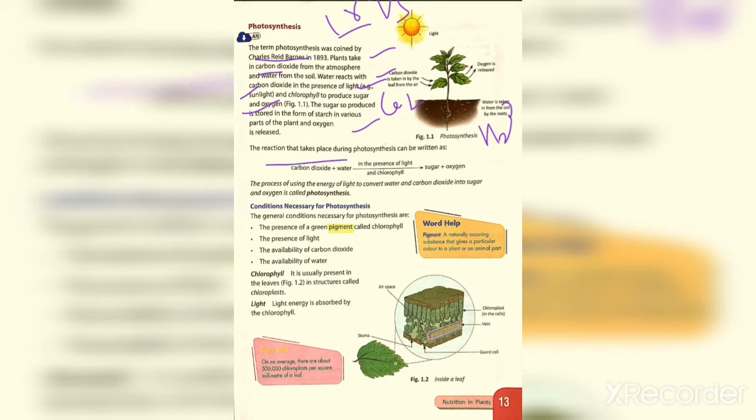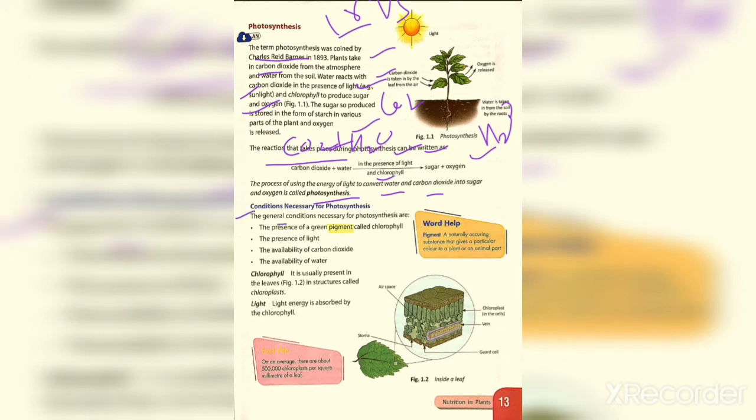The reaction that takes place during photosynthesis can be written like this: CO2 plus water, in the presence of light and chlorophyll. These are the necessary things. It forms sugar and oxygen. The process of using the energy of light to convert water and carbon dioxide into sugar and oxygen is called photosynthesis. And what are the conditions necessary for photosynthesis?